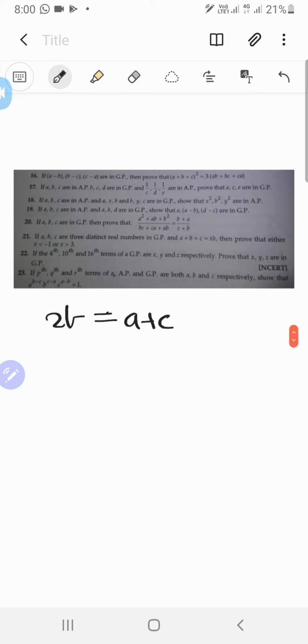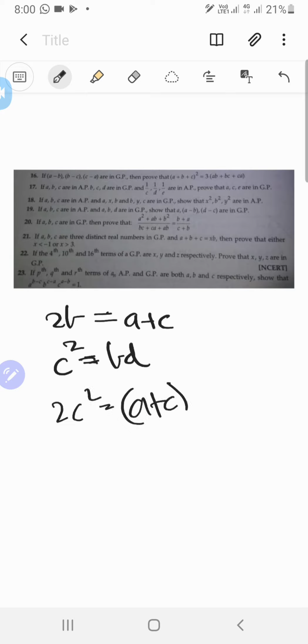Okay, so A, B, C are in AP, and then you have C squared equals to BD. I can't believe this. We actually wrote the whole equation incorrectly from the start. So 2C squared equals to 2BD, which is going to be A plus C into D. Okay, that's our first equation. So 2C squared equals to AD plus CD.